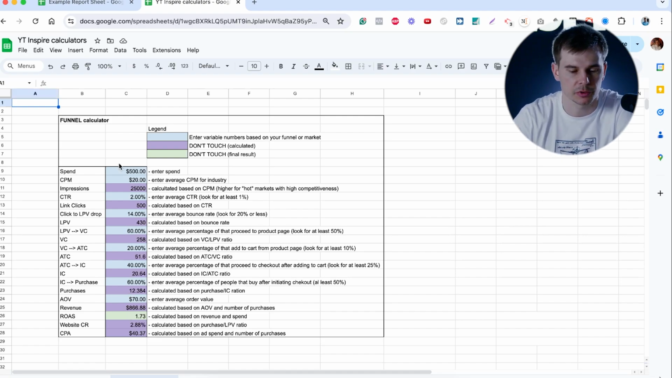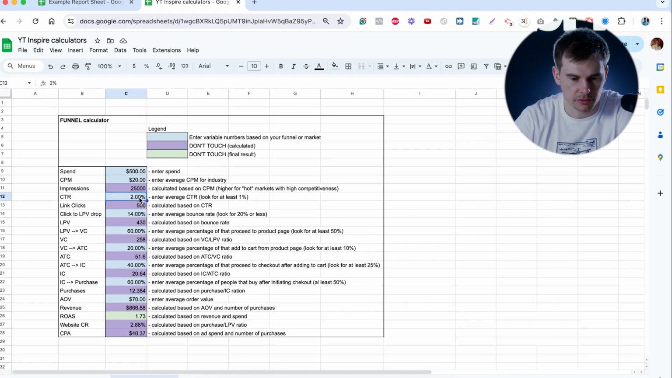So I input here numbers from the ad account: spend, CPM, click-through rate, number of landing page views, view content, add to carts, initiate checkouts, and purchases. So we can see that the average click rate here is 2. So obviously your ROAS is 1.7. If you increase that to 2.5, your ROAS automatically goes up.